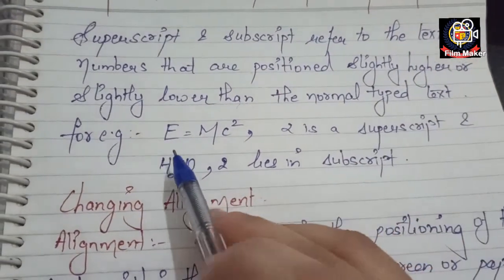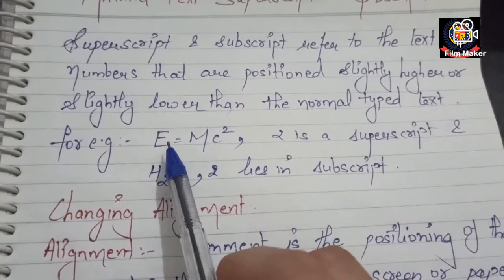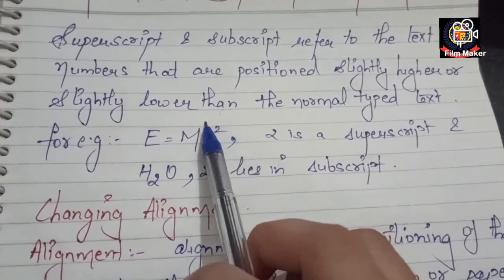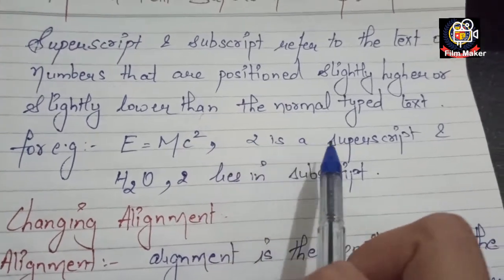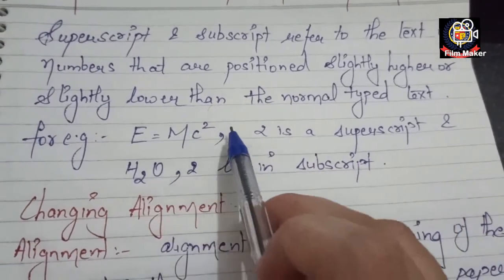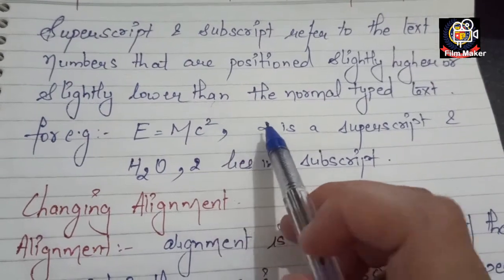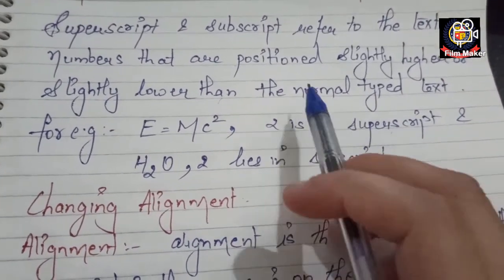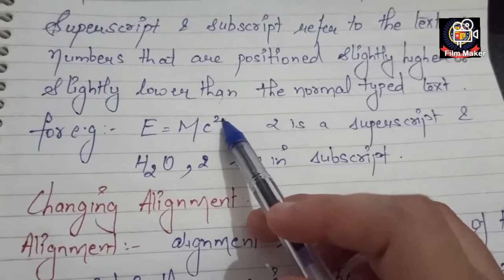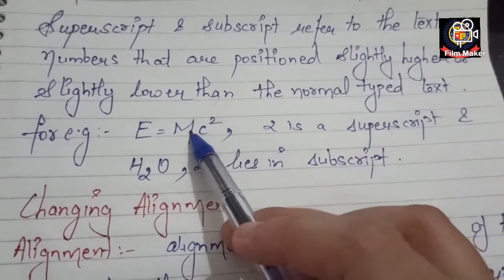For example, as you can see here, a formula is written: E equals mc square. Here you can see this 2 is the power of c. So this 2 is a superscript. When you're giving any number as a power, that number is considered a superscript, because it is slightly higher than the normal type text.